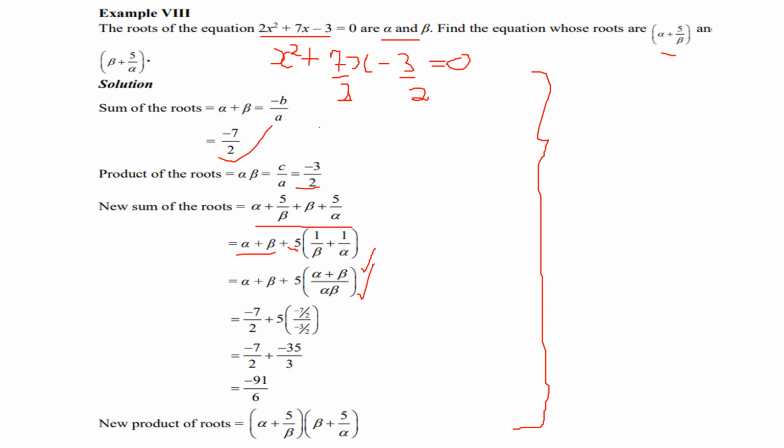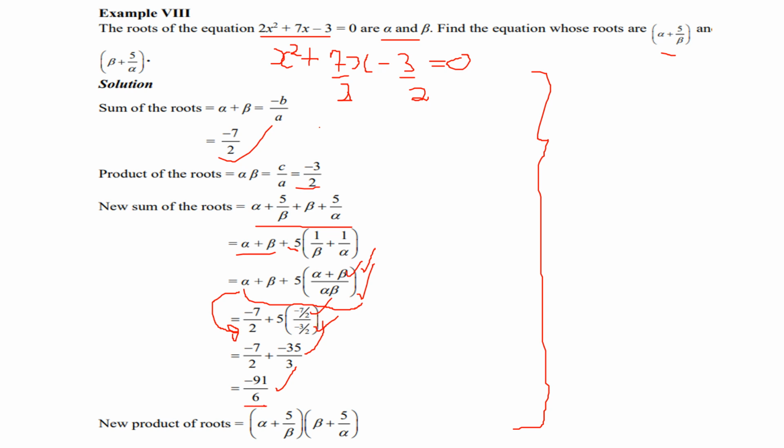Now, since our expression entirely is in terms of alpha plus beta and also alpha beta, you are allowed to substitute. So alpha plus beta is our sum of roots. We bring it as negative 7 over 2. And then in the numerator we put the sum of roots, and in the denominator the product of roots, which is negative 3 over 2. Using a calculator to simplify this, you're going to end up with negative 35 over 3, then plus negative 7 over 2. Using a calculator to simplify, you're going to end up with negative 91 divided by 6. And then this is your sum of roots.